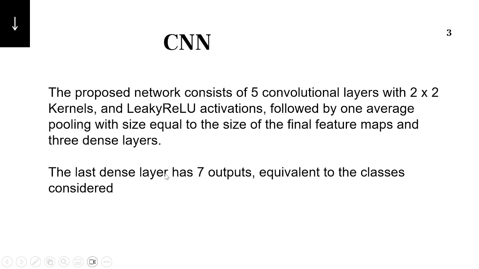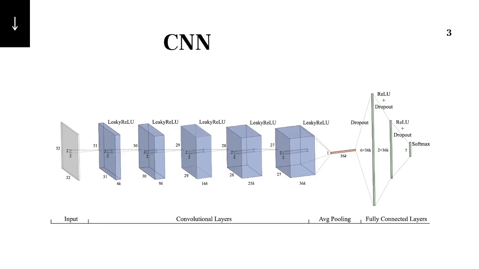The CNN proposed consists of 5 convolutional layers with 2 by 2 kernels and leaky ReLU activations, followed by one average pooling with size equal to the size of the final feature maps, and 3 dense layers. The last dense layer has 7 outputs equivalent to the classes considered, where one of them is the healthy patient and the 6 others are related to lung diseases.